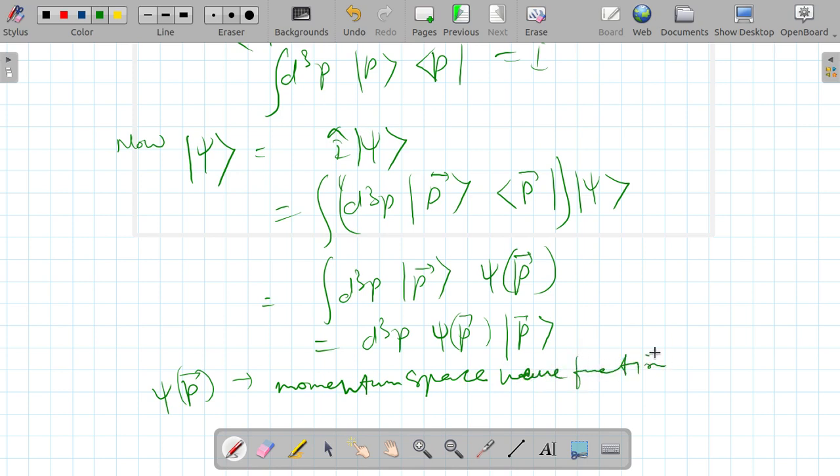So in this lecture I briefly talked about bra-ket algebra, then operators, then the projection operator, and I briefly talked about the position and the momentum representation of a wave function.